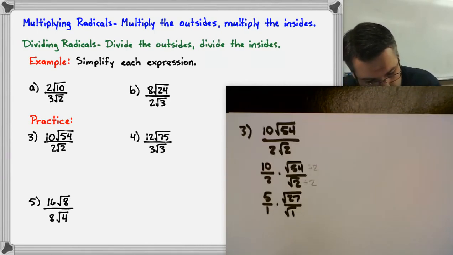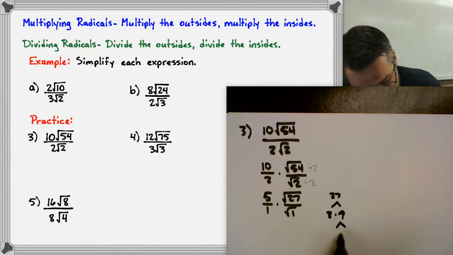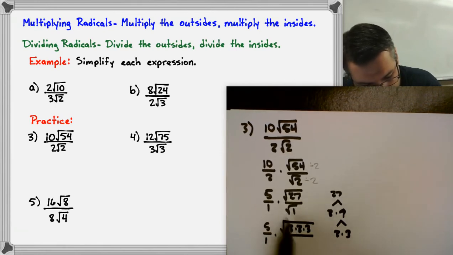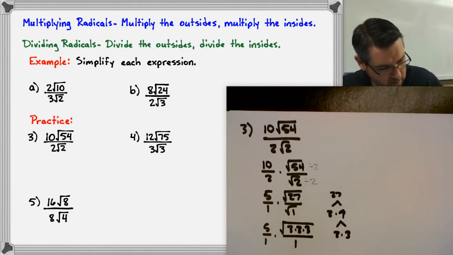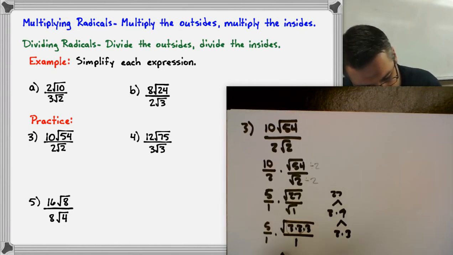And then I'm going to do a couple steps all at once. 27 factors to 3 times 9, and then 3 times 3. So we have 5 over 1 times radical 3 times 3 times 3 all over, and the square root of 1 is just 1. Circle our pairs here. So on the outside, we end up with 3. Inside, we end up with 3, and then over 1.